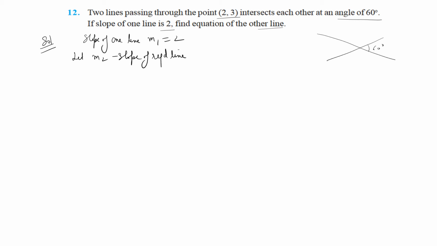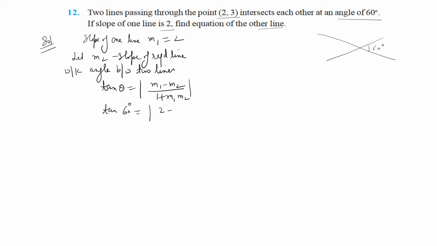Okay, now given that we know that the angle between two lines in terms of slope is given by the formula tan theta is equal to mod of (m1 minus m2) upon (1 plus m1 m2). So here the angle at which they are inclined is 60 degrees. So it becomes (2 minus m2) upon (1 plus 2m2). tan 60 is under root 3 and this is (2 minus m2) upon (1 plus 2m2).